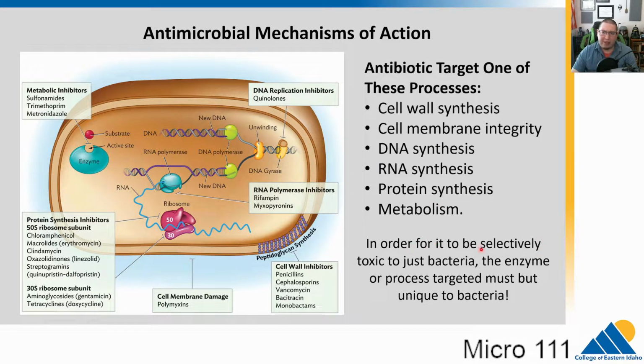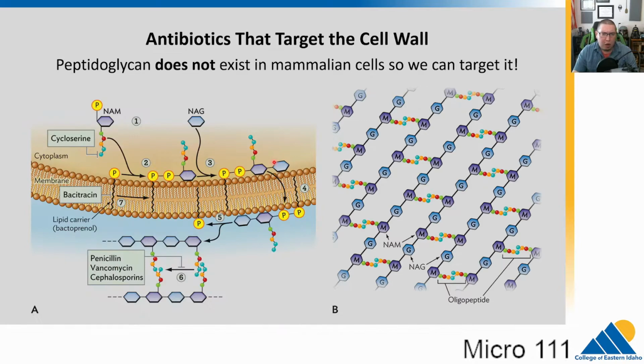So that's the selective toxicity, right? So in order for it to be selectively toxic, the enzyme or the process must be unique to bacteria. So DNA replication is not unique to bacteria, but the enzymes that do it are different from our own. So that's why we can target those processes. Let's talk about a specific example here.